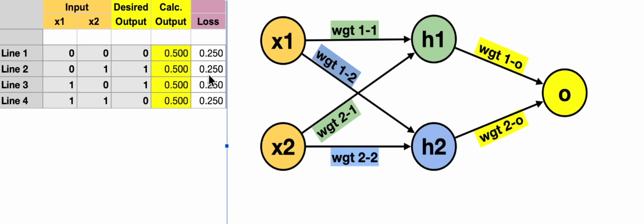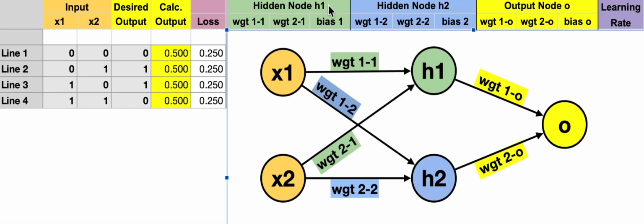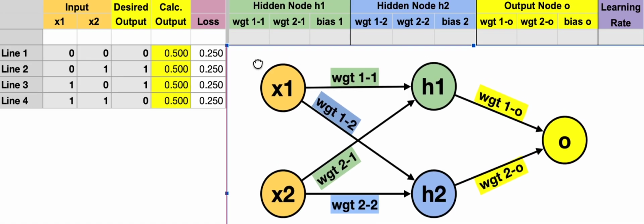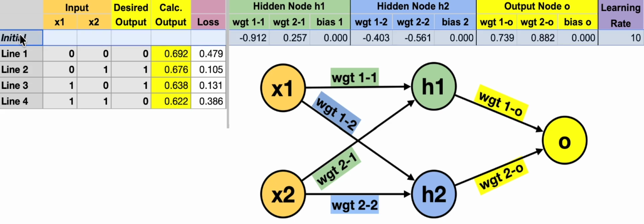So let's go and set up our neural network. We're going to have hidden node H1 with weights 1, 1, 2, 1, and a bias. Hidden node H2 with weights 1, 2, 2, 2, and the bias. And the output node with weights 1, 0, 2, 0, and the bias. In order to get started, we need to assign some initial weights. These weights are typically random values close to 0. The biases are usually set to 0 to start.